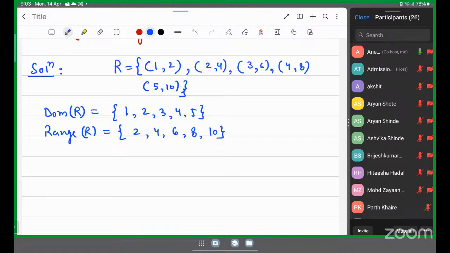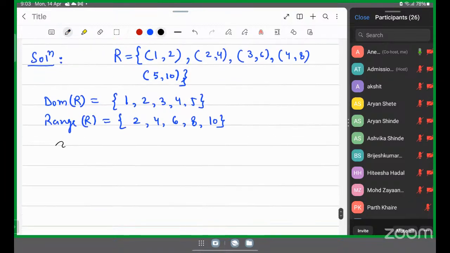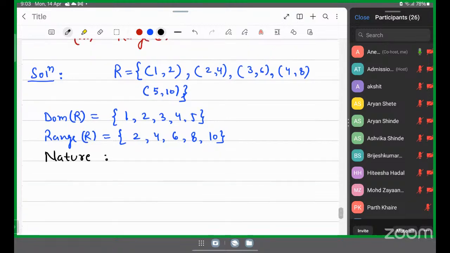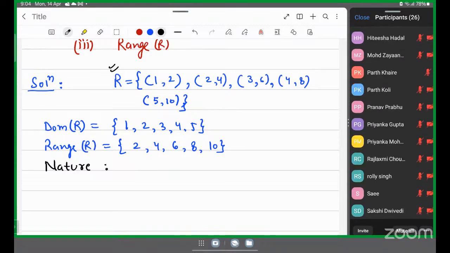Understood? So if I want to know the nature of relation R, is relation R identity? Yes or no? Does the given relation R be an identity relation? Is it identity? Yes or no?